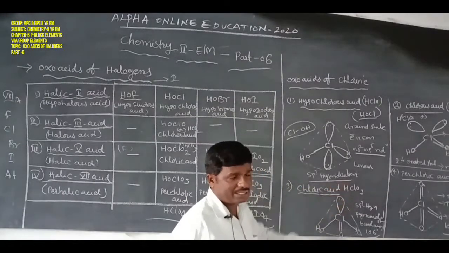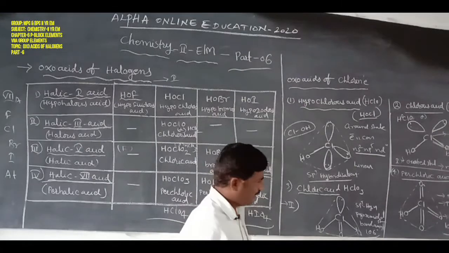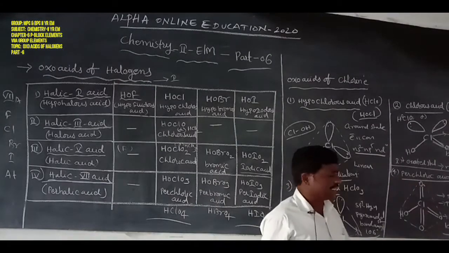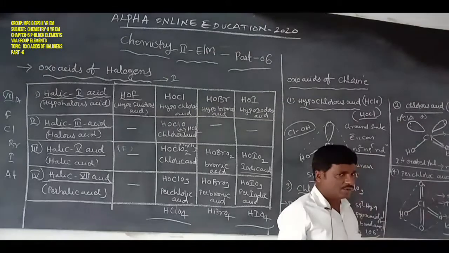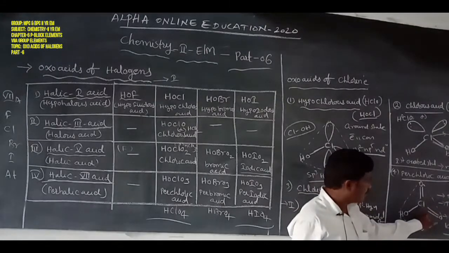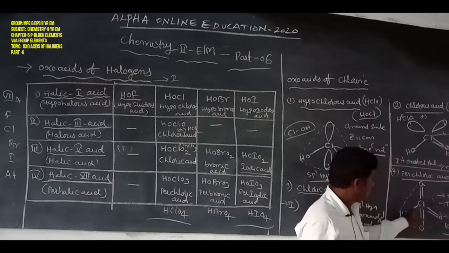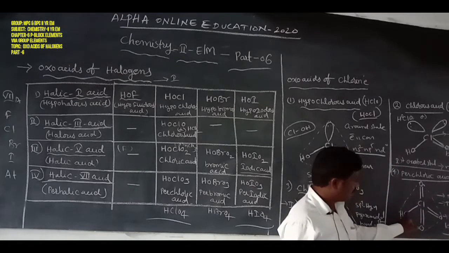That is HClO3, with the electron configuration of the chlorine atom. Next, the fourth one, perchloric acid. Perchloric acid has the general formula HClO4. Here chlorine is the central atom with 4 oxygen atoms, 1, 2, 3, 4, and 1 hydrogen atom. The hydrogen is bonded to an oxygen atom.